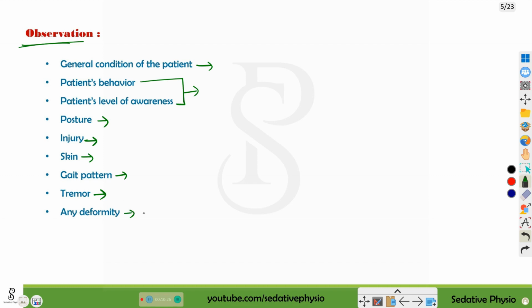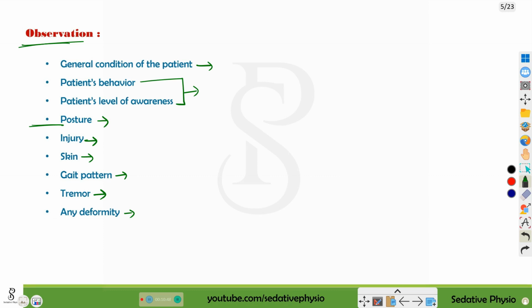Now, any deformity. Generally, kyphosis is seen in the patients of Parkinson because of the forward bending of the upper trunk, that we have also discussed in the posture section, that the patients of Parkinson keep their upper trunk forward bended, forward flexed. So due to this posture, the deformity develops in the patient of Parkinson, and we have to check for it. Okay.